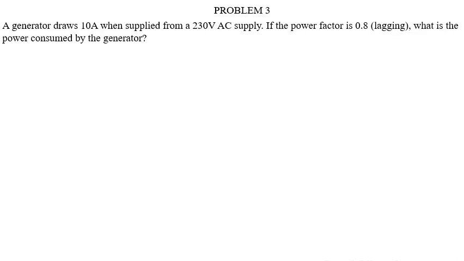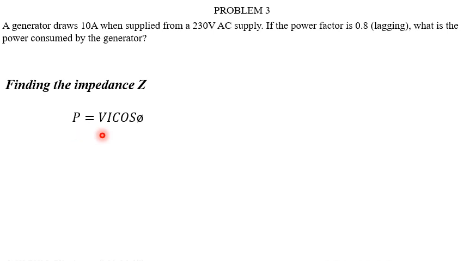So let's take our last example. Our last example says a generator draws 10 amps when supplied from a 230 volt AC supply. If the power factor is 0.8 lagging, what is the power consumed by the generator? So here they are telling us to calculate the power consumed. And they've given us the current, the current the generator draws.